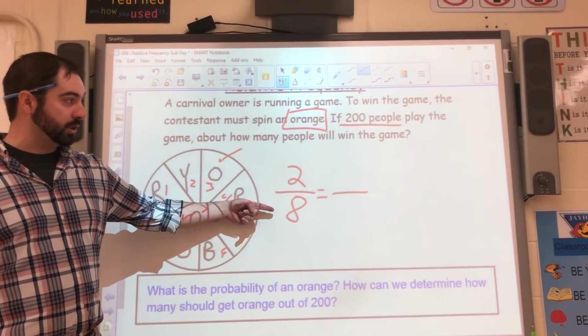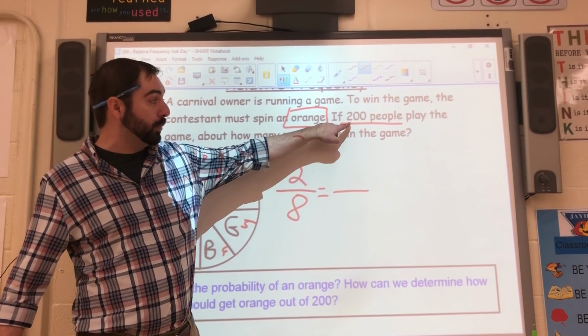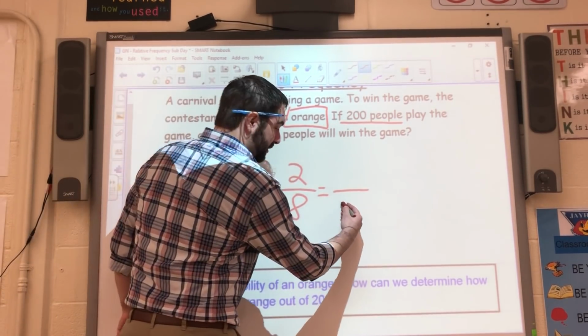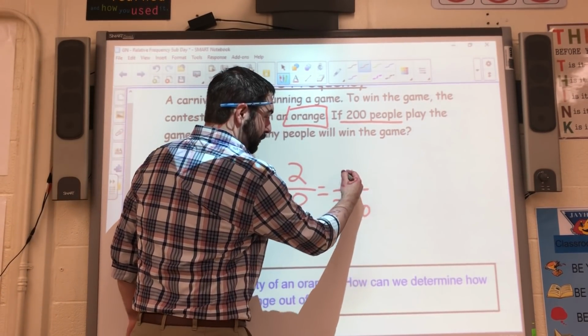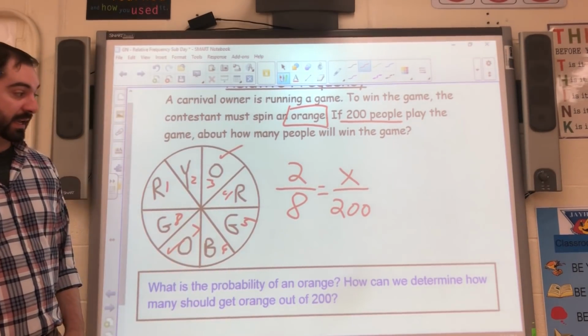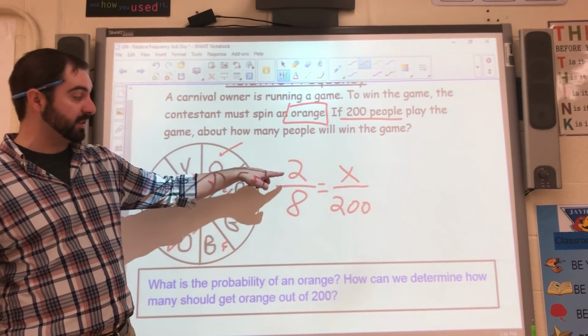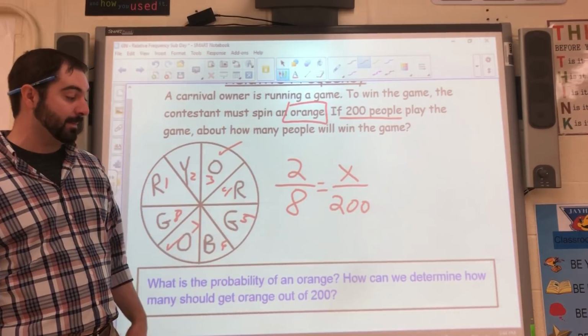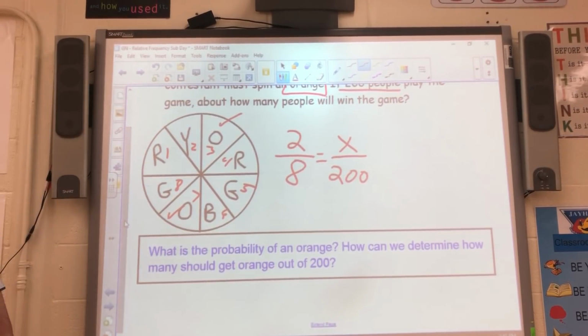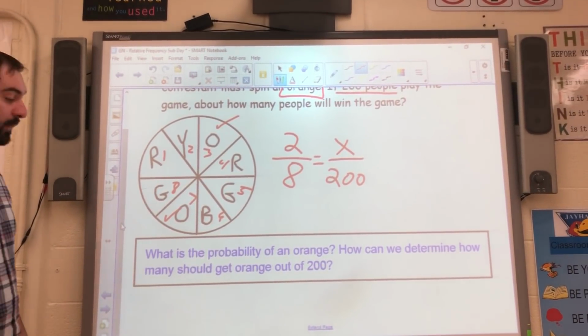What we want over the total. Well, we don't know how many people we'd want to win out of 200, but we know that there's a total of 200. So again, we want to see how many winners there would be if there were 200 spins instead of there being 2 winners out of 8. Once we have this set up, we can cross multiply and solve for our variable.